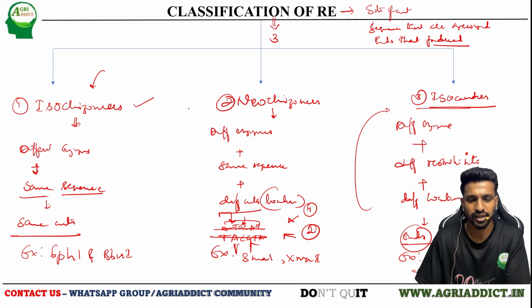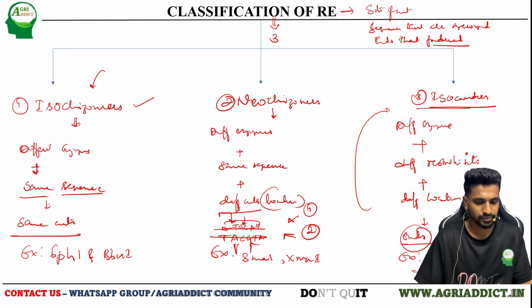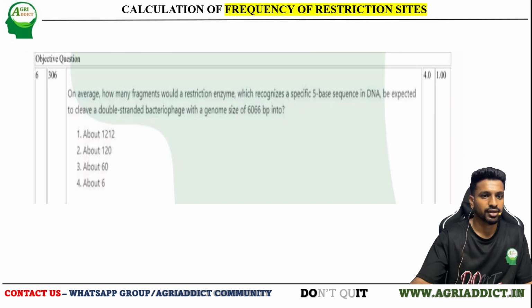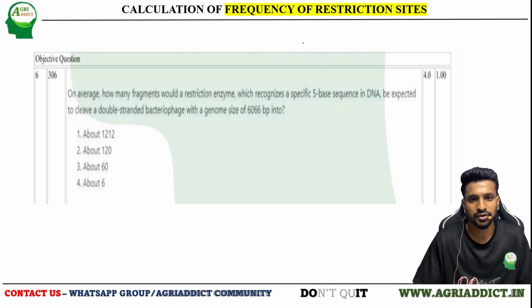Since it is very simple to understand, I hope it doesn't cause any difficulty for you. Next is the calculation of the frequency of the restriction sites.